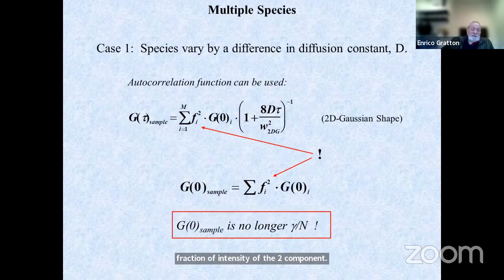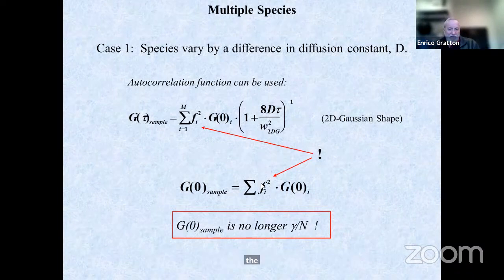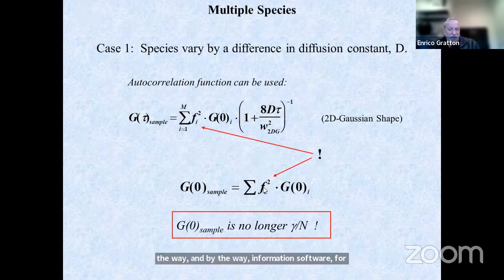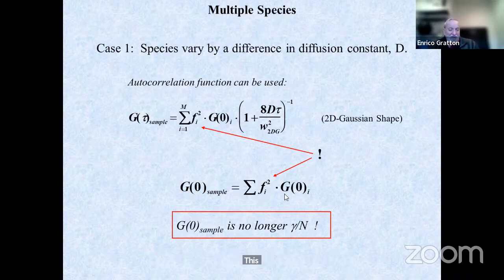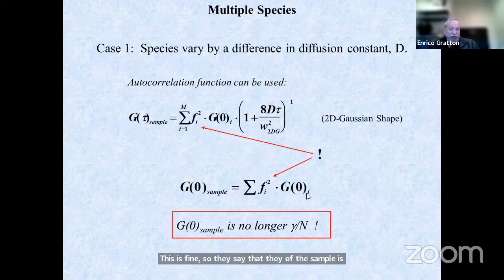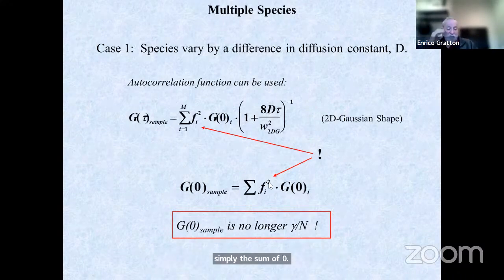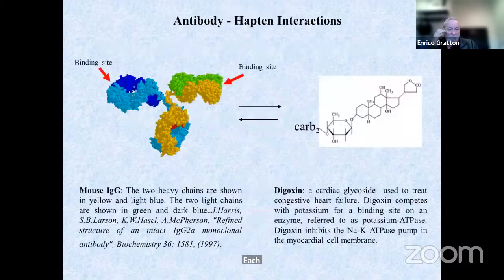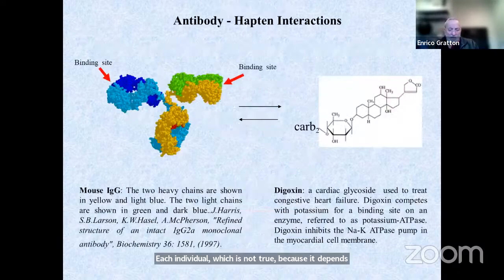And by the way, there is commercial software, for example, the one sold by Zeiss, that forgot this fact. So they say that the G0 of the sample is simply the sum of G0 of each individual component, which is not true because it will depend on the square of the fractional intensity. Okay.